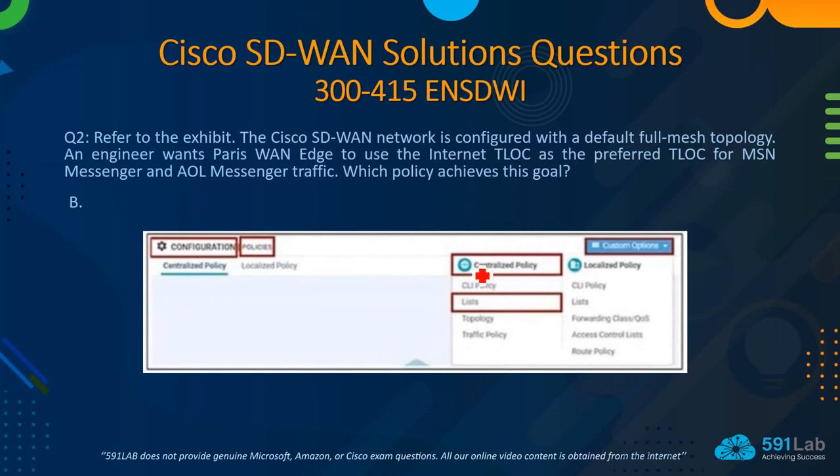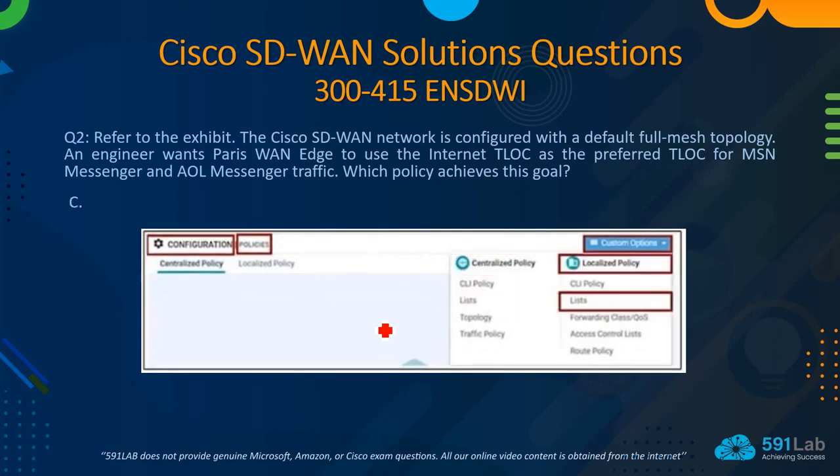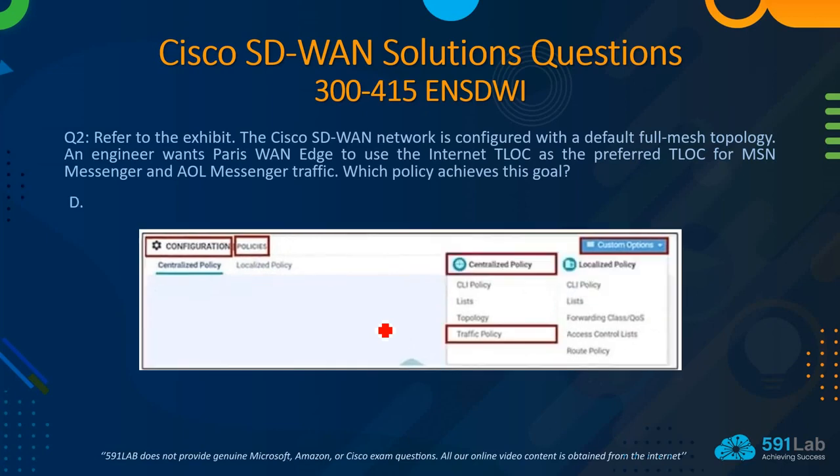B here, it's a centralized policy, which is correct, but we have a list. List is referred to the list of interest. So if we are using a specific site, specific app, specific prefixes, we should use lists. But I don't think it will fulfill our requirements here. Okay, so let's move to C. C also is a localized policy and it's list, so it's not correct also. Okay, now let's see D.